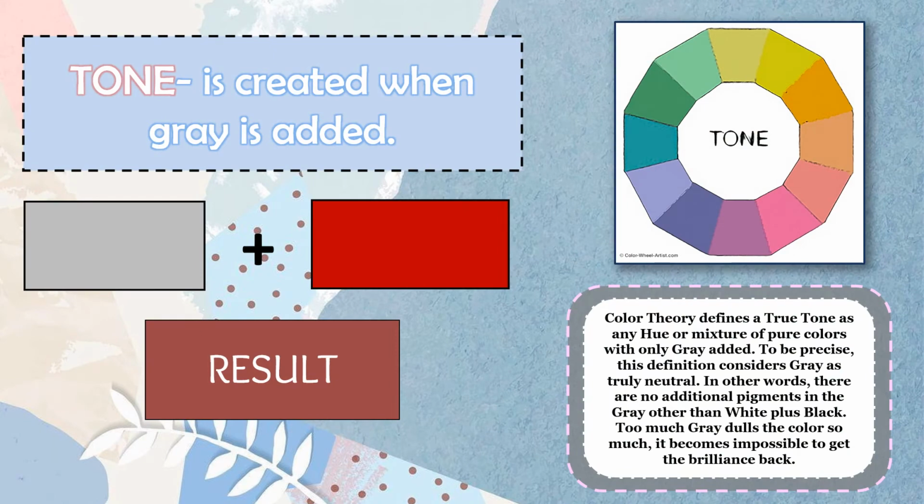A tone is created by combining black and white, or gray, with a base hue. Like tints, tones are subtler versions of the original color. Tones are less likely to look pastel, and can reveal complexities not apparent in the base color. Color theory defines a true tone as any hue, or mixture of pure colors with only gray added. To be precise, this definition considers gray as truly neutral. In other words, there are no additional pigments in the gray other than white plus black. Too much gray dulls the color so much, it becomes impossible to get the brilliance back.